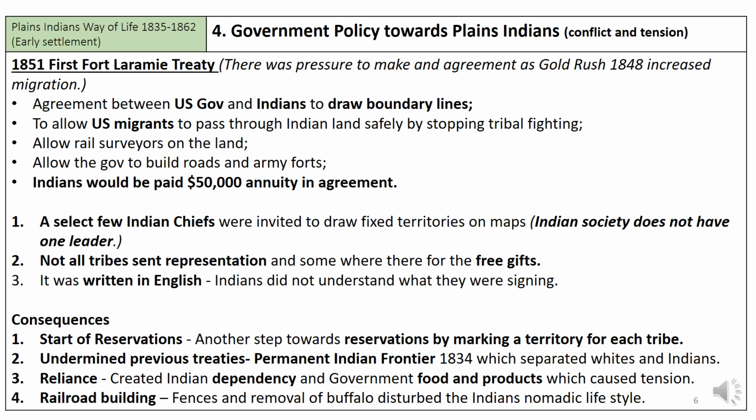Only a select few Indian chiefs were invited to sign this document. Not all tribes sent representation, and it was written in English, so lots of them turned up and had no idea what they were signing. Some of them just turned up because they were there for the free gifts. The government were giving out crates of resources if they turned up for this negotiation. So some of them signed and they didn't understand it.